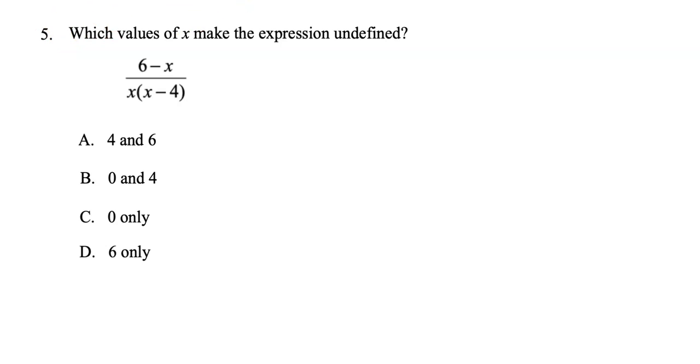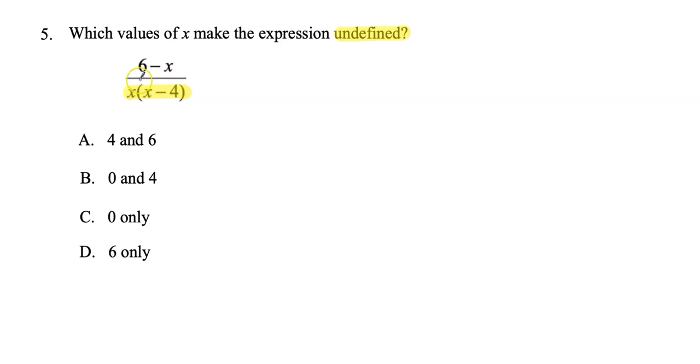Question 5. Which values of x make the expression undefined? This is an expression. These are my values of x. The problem like this, remember, no zeros in the bottom. I'll make up an expression. How about negative 3x minus 5 divided by 0? This is undefined because there's a 0 in the bottom. So I am just going to focus on the bottom part of this expression. I'm not even worried about the top part.